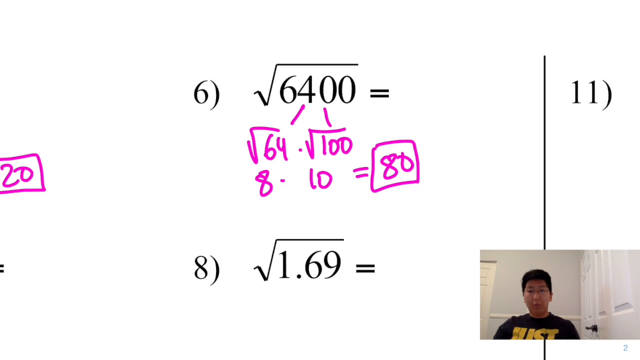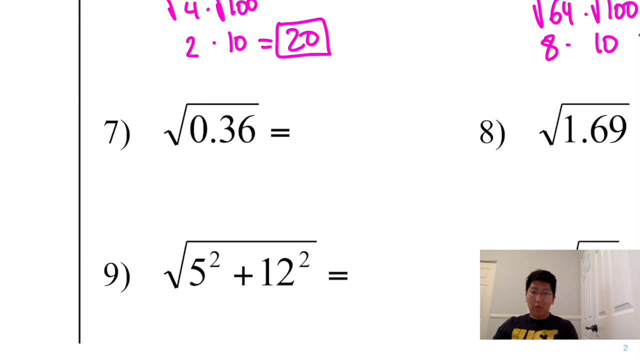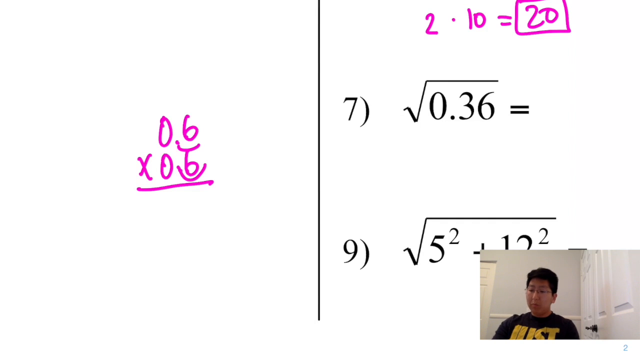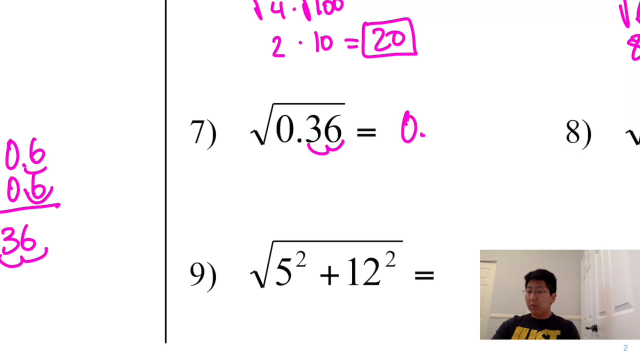Hopefully this is making sense to you. We're breaking up these numbers into numbers that are friendly. The square root of 0.36. Well, I know that 36 is 6 times 6. So what can I multiply? 0.6 times 0.6. I think that'll work because there are 2 decimals, and it's going to move over 2 times. So this is 0.6.